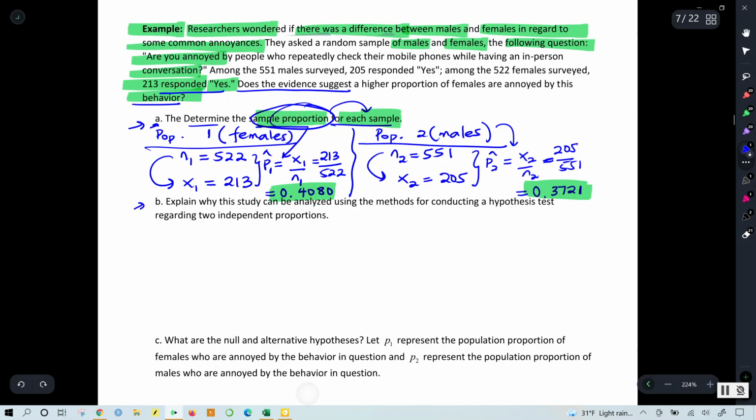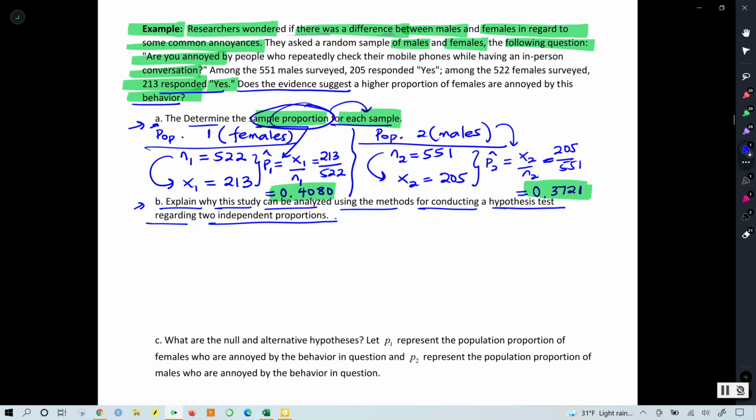Question B. Explain why this study can be analyzed using the methods for conducting hypothesis tests regarding two independent proportions. First of all, take note that the sampling here is independent sampling. The females who were surveyed have no connection, as far as the information provided is concerned, with the males that are surveyed. So here you have independent sampling.